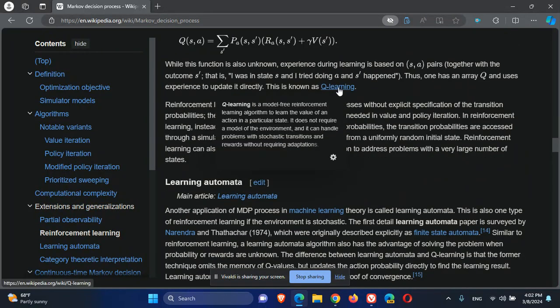Q-learning is a model-free reinforcement learning algorithm to learn the value of an action in a particular state. It does not require a model of the environment, and it can handle problems with stochastic transitions and rewards without requiring adaptations.